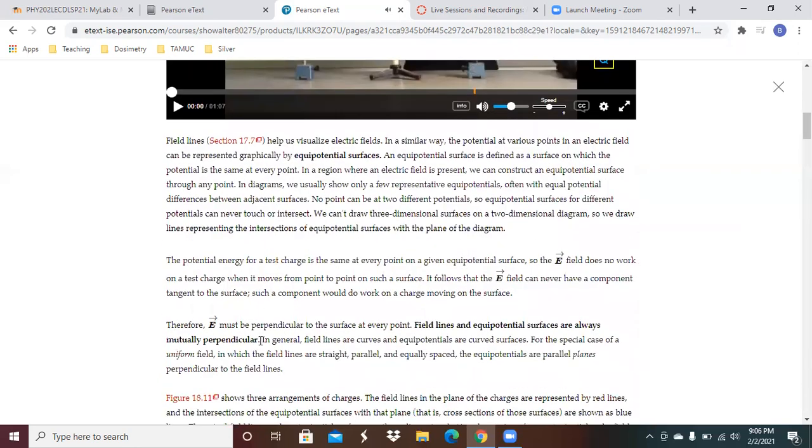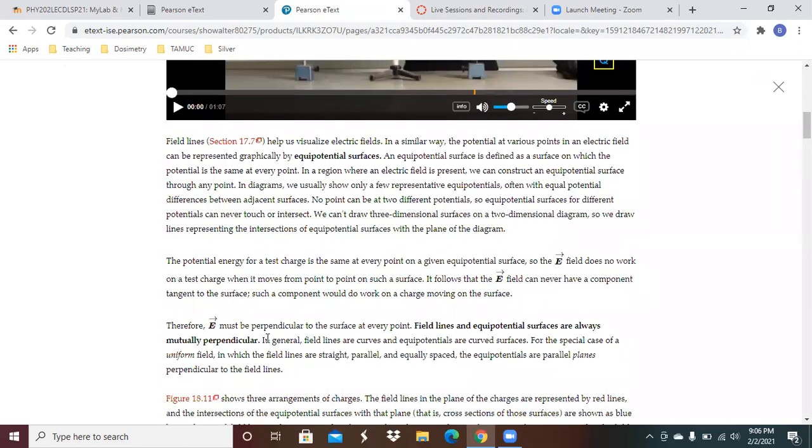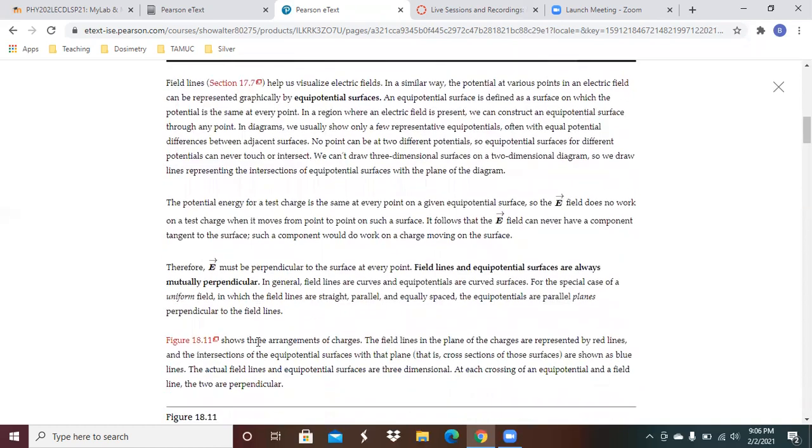Okay, so those are a couple of interesting videos there for you to examine or perhaps play back if you wish. So field lines are going to help us to visualize electric fields. In a similar way, the potential at various points in an electric field can be represented graphically by equipotential surfaces.